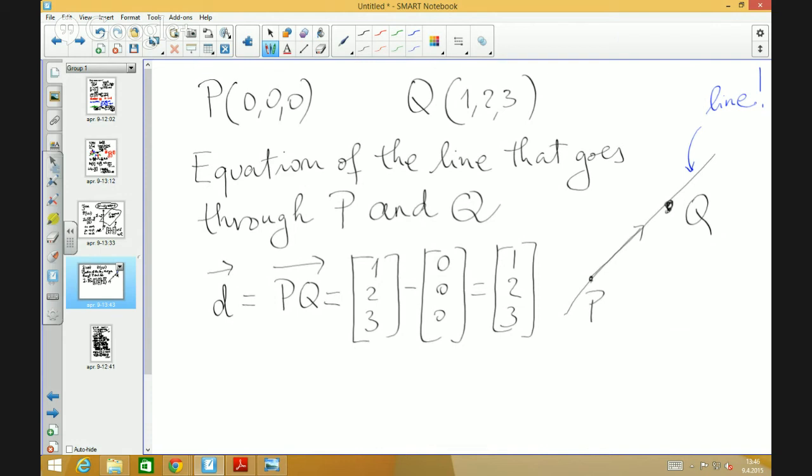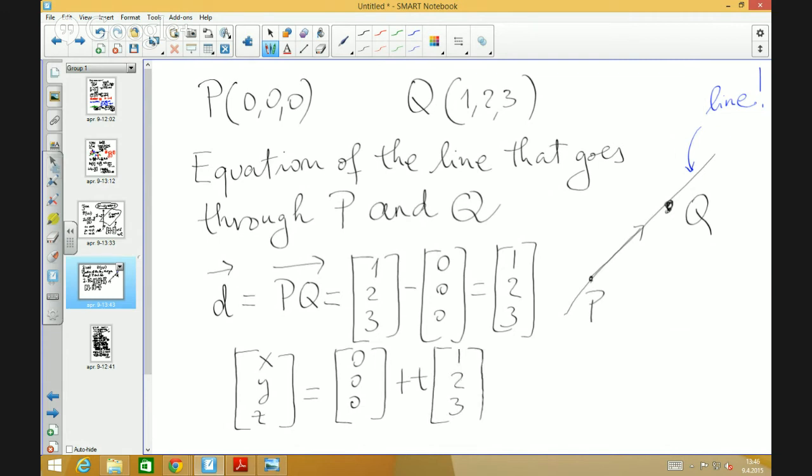Okay, so give me the line. X, Y, Z is equal to what? 0, 0, 0 plus t times the direction vector, which is 1, 2, 3. Or in other words, it's t times 1, 2, 3, where t is something that you can pick arbitrarily over the real numbers.